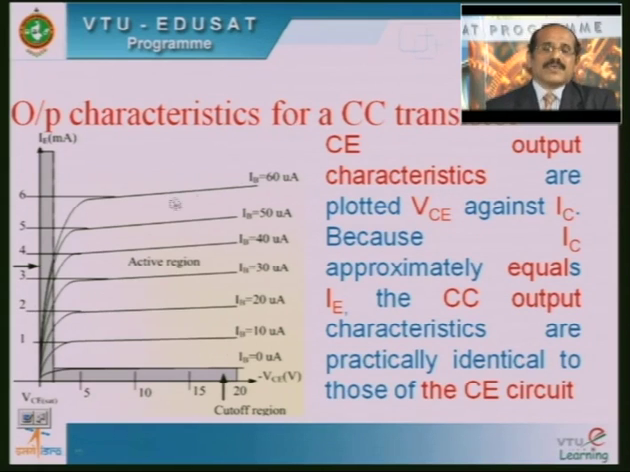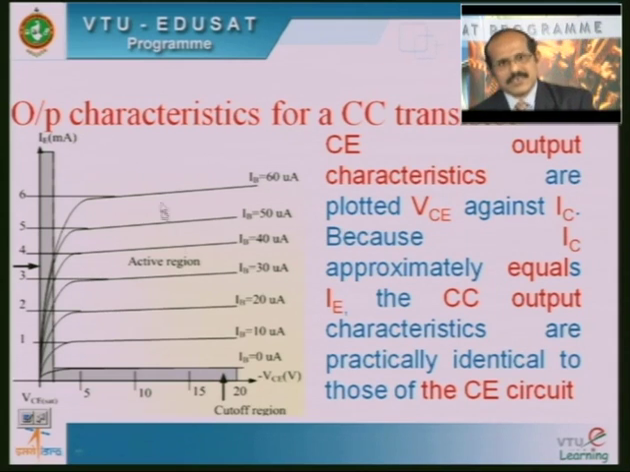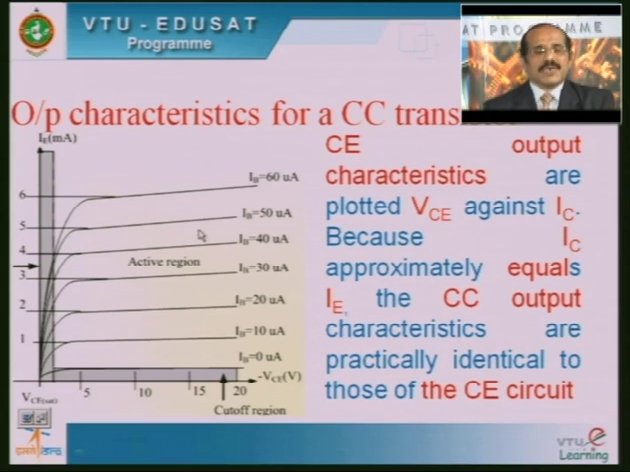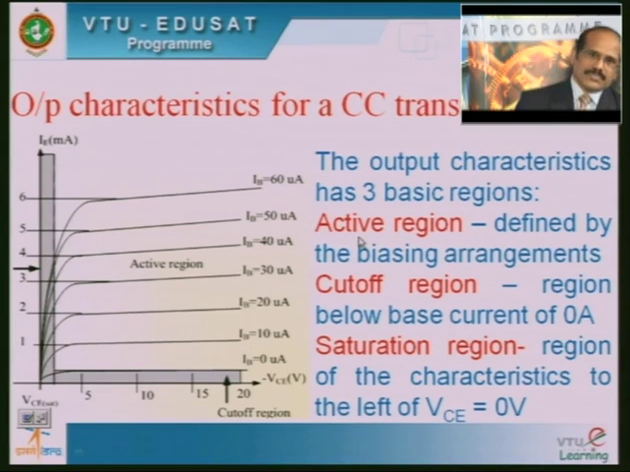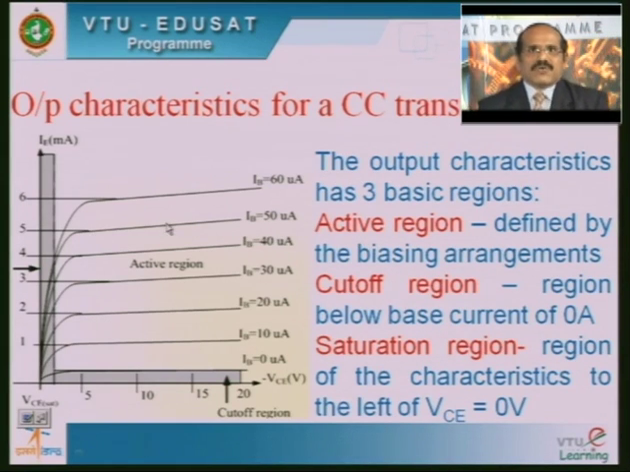If you compare the output characteristics of this common collector configuration with that of the common emitter configuration, since IC is approximately equal to IE, they look similar, because IE is equal to IC plus IB, and IB is in terms of microamperes, negligibly small. This output characteristics of the common collector configuration of the BJT consists of once again three regions: the active region, the cutoff region, and the saturation region.